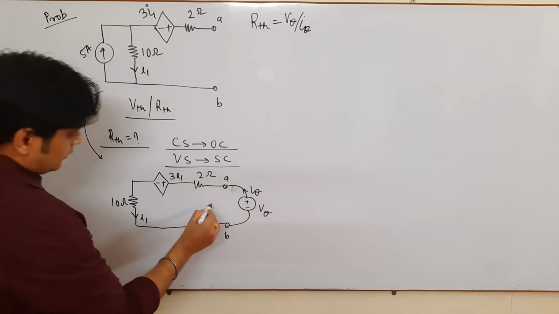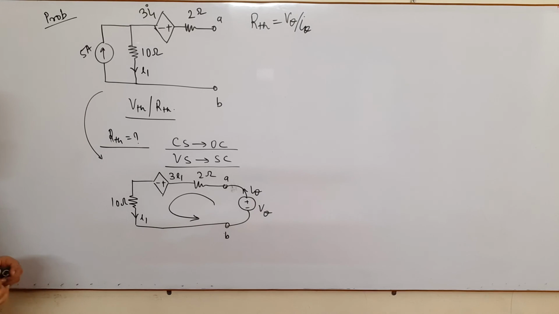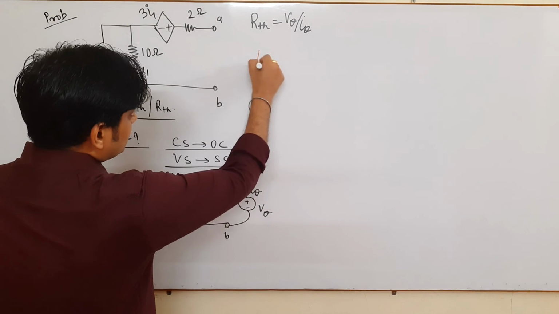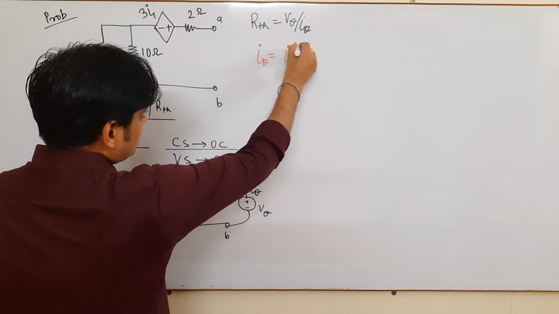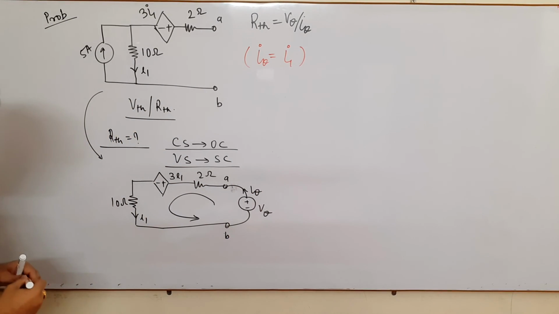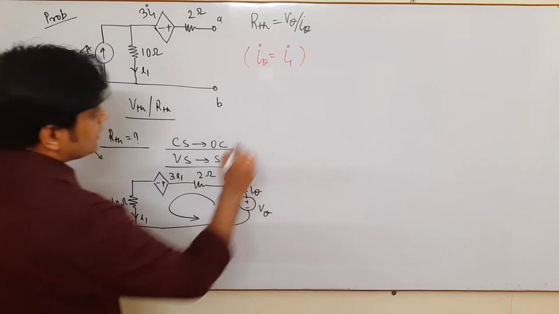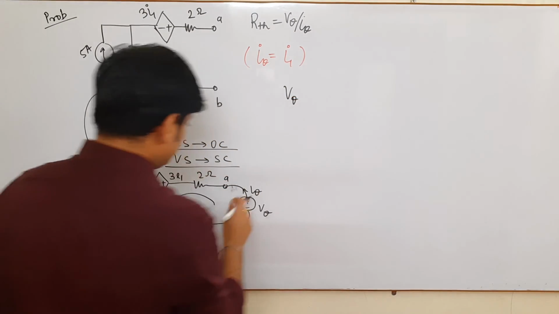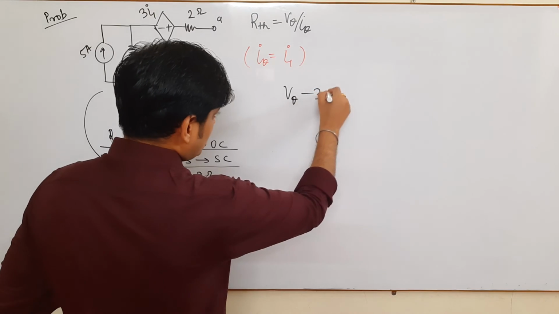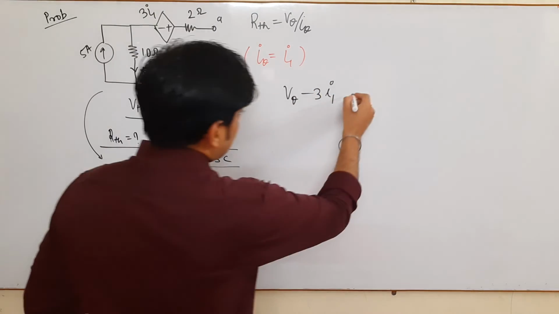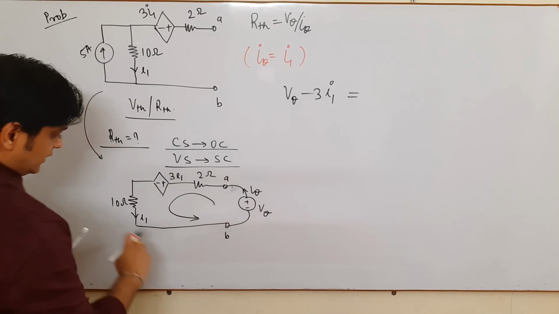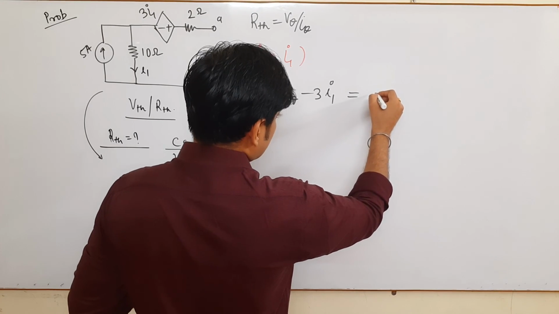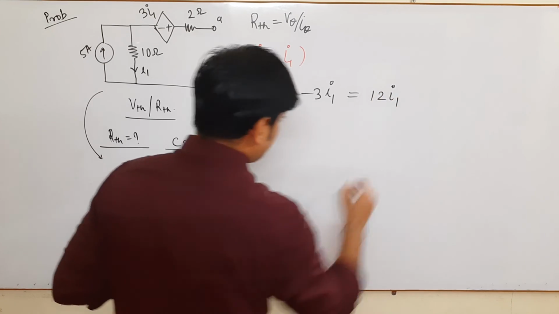So should I apply the law of KVL here? Yes, I can apply it, but the important thing is you will see your I theta and I1 are the same, that is equal. Why? Because it is flowing in the same branch. So simply applying KVL, V theta equals another voltage source 3 of I1, and the current flowing is I1 through 2 plus 10, because both resistances are in series, so that comes to be 12 of I1.